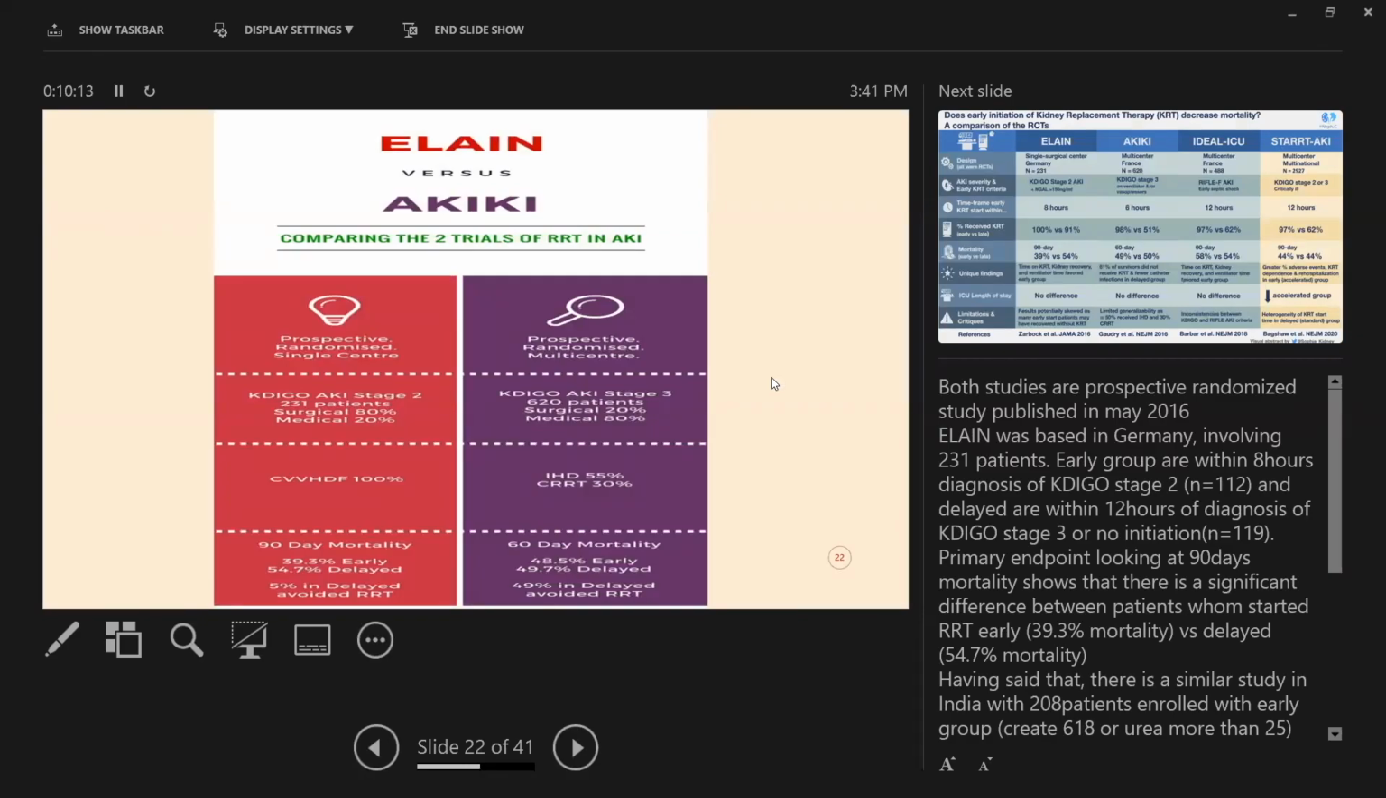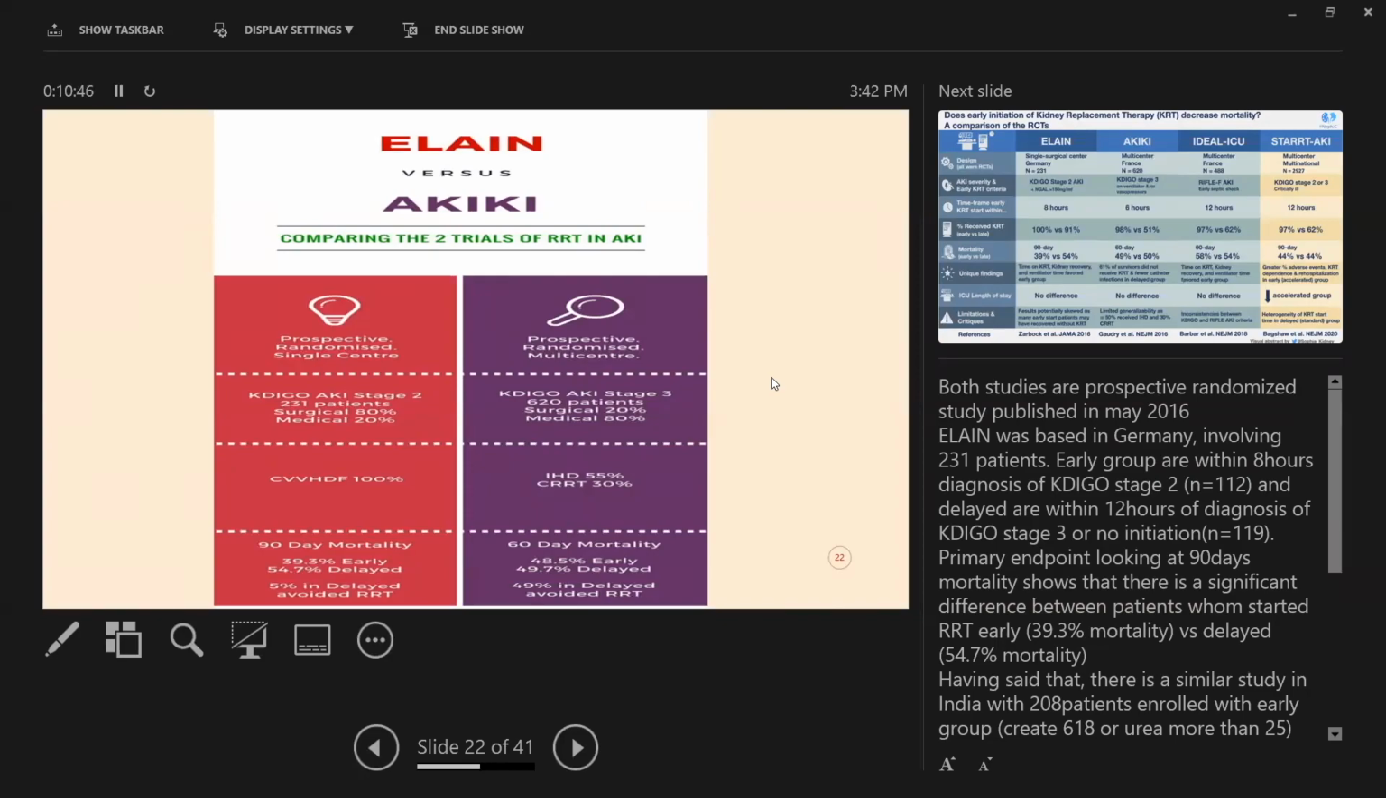In the ELAIN trial in 2016, it was published, and it was based in Germany. It's a prospective randomized single center trial, involving AKI stage 2. Mostly surgical patients, 80%, and medical patients 20%, and most of them were on CVVHDF. The 90-day mortality rate shows that early is 39.3%, while delayed is 54.7%. So there is some significance in this.